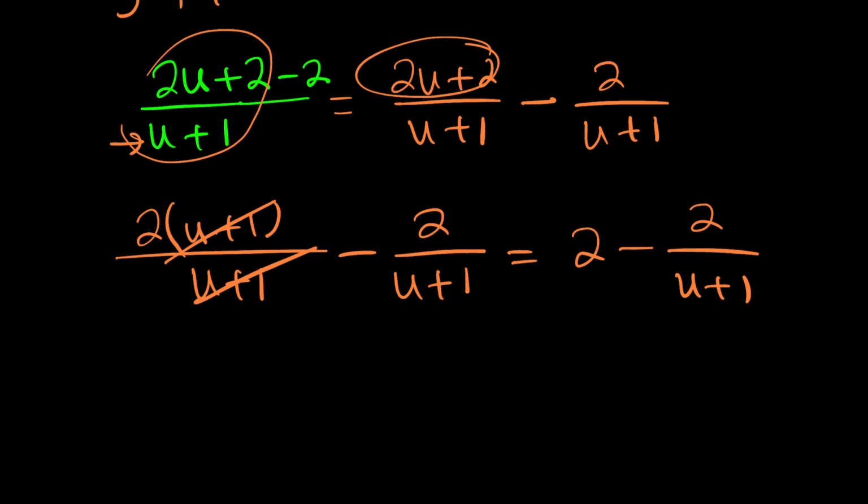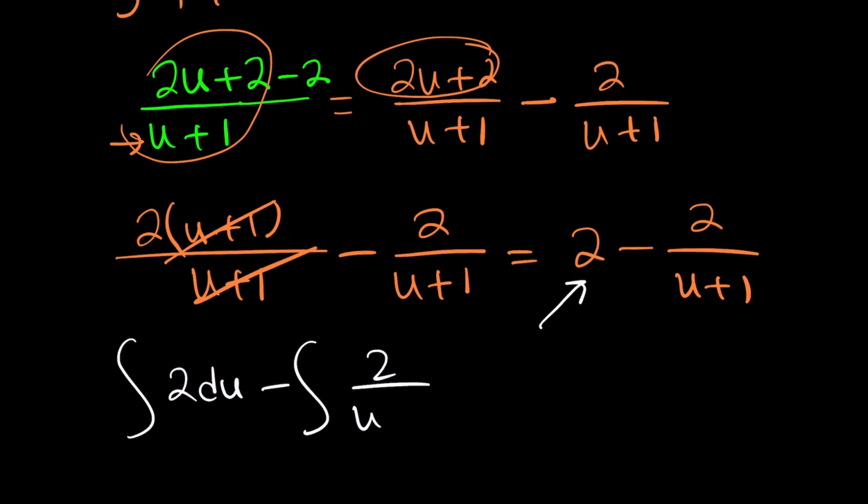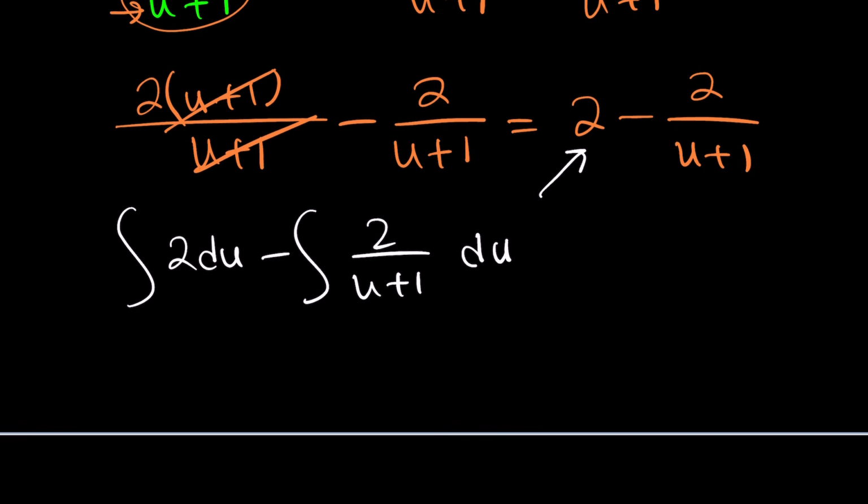Now what we're going to do is we're going to integrate each one of these. Let's go ahead and do that with du. So it's going to be 2 du, and then we're going to have 2 over u plus 1 du. Obviously, the first one is fairly simpler. How do you integrate 2? 2 is a constant, so you've got to think. And our variable is u in this case. Be careful. The derivative of which function with respect to u is 2? And the answer is 2u.